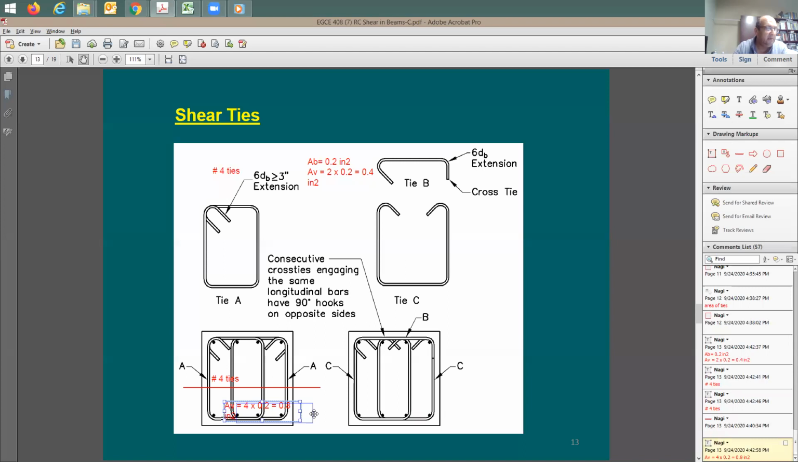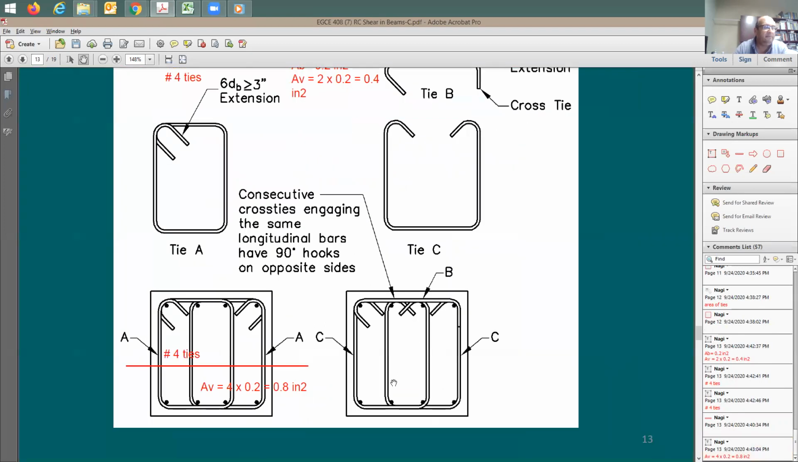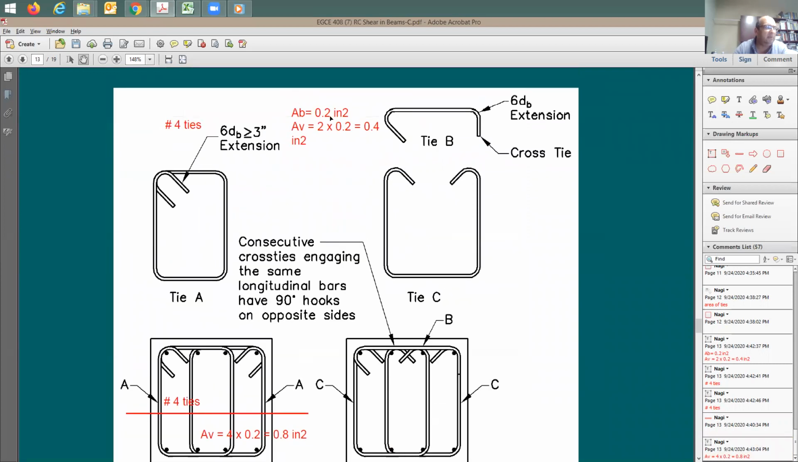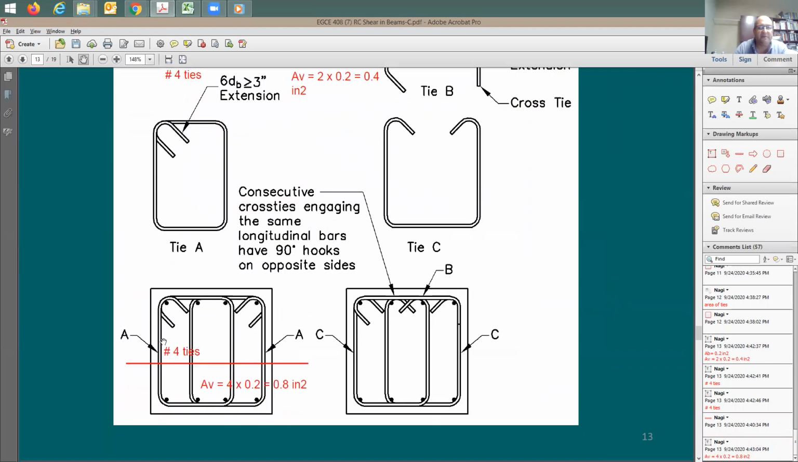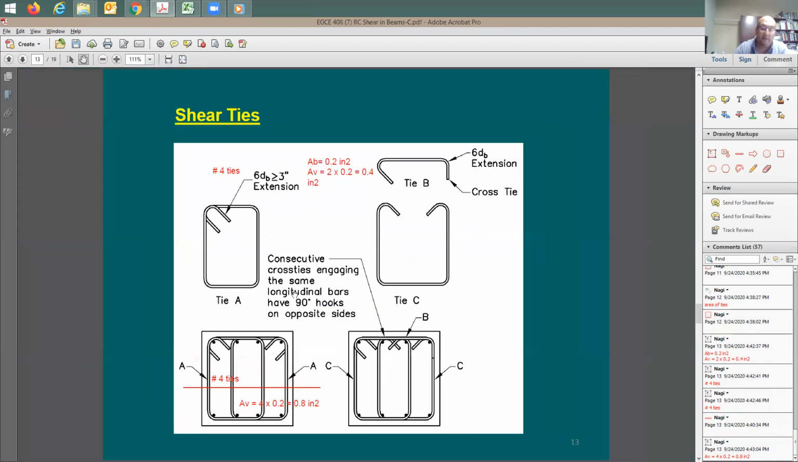Okay, easy, understandable, or no? How to figure out A sub V? You look at the number of legs, and then you start to do your analysis. Here, see the number of legs. Here's the tie size, cross-section area for 1 tie, which is A sub B, equal to this much, multiplied by the number of legs. Okay. All right.